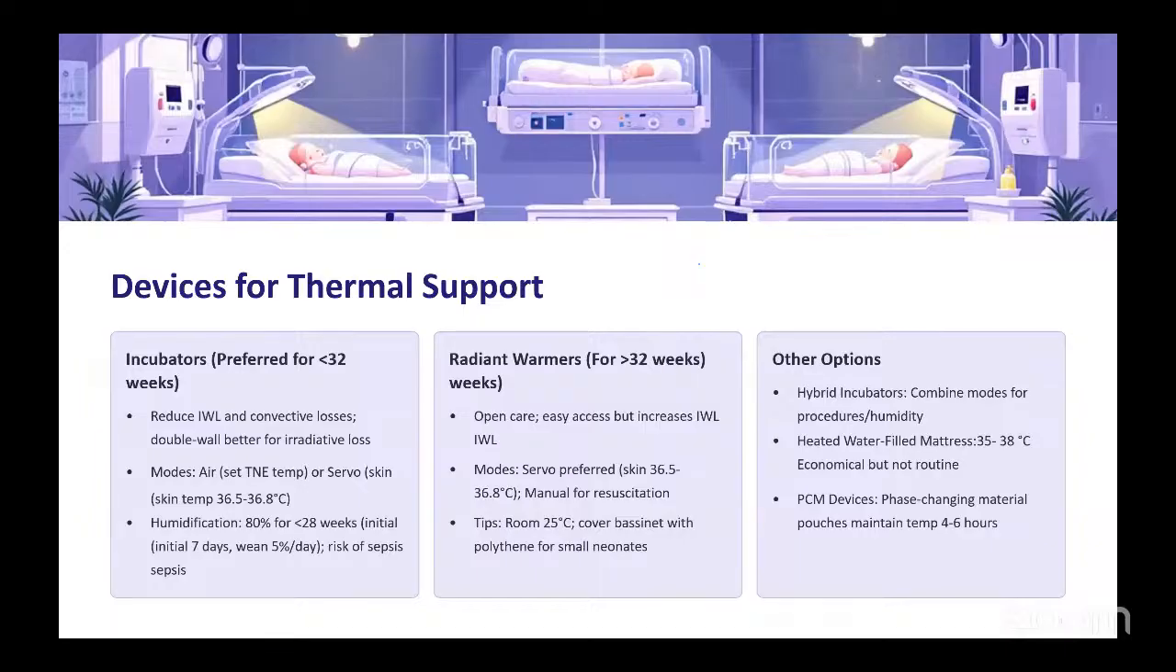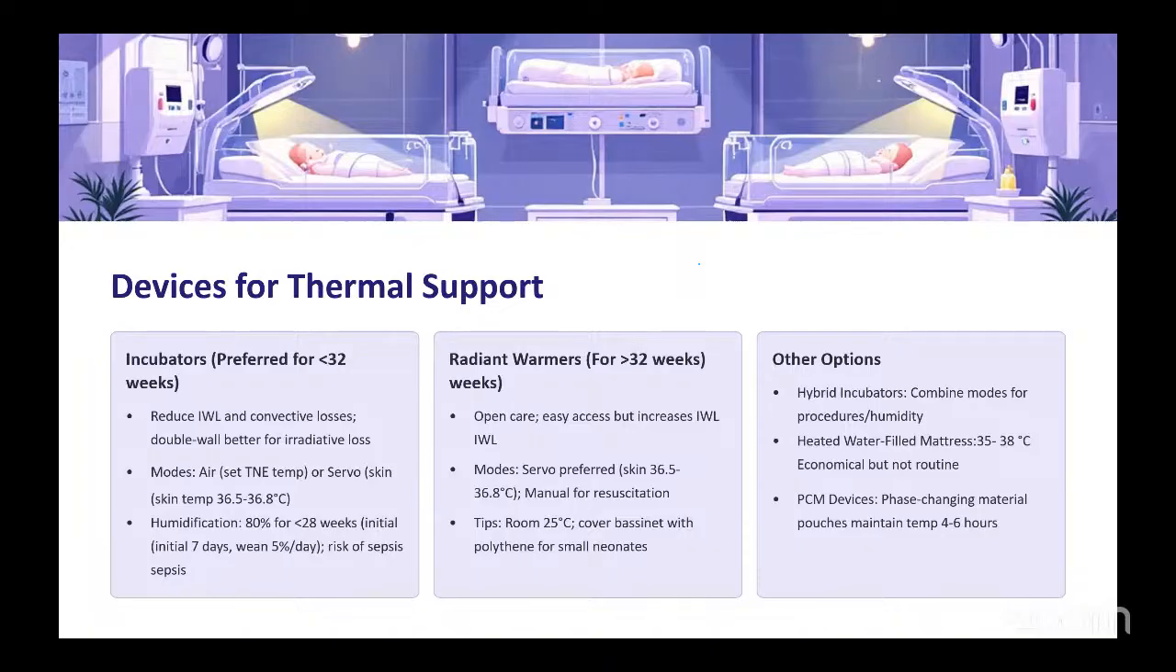There are various devices you can use for thermal support. For less than 32 weeks, we have various incubators. More than 32 weeks can be managed under radiant warmers, open care, like that. Incubators basically reduce the insensible water loss and convective losses. Double wall is better for radiative losses. You have single wall and double wall incubators available now.